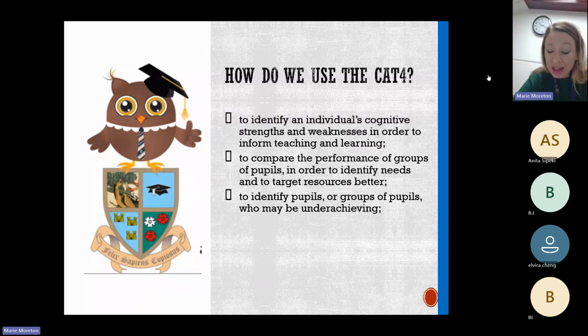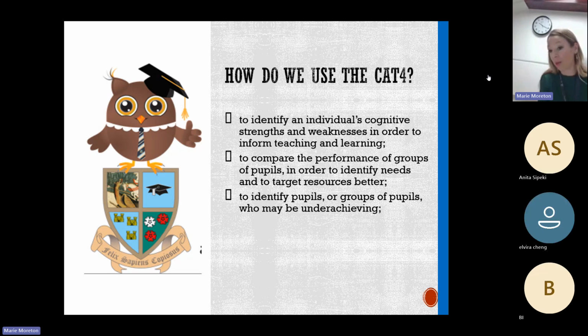We can also look at our cohort as a group, all of Year 3 or all of Dali or all of Kolodko. So we can look at how we need to adjust how we present our activities. We might need to look at where we might need a bit of extra intervention support. And we can identify either a group of children or individual children who also may be underachieving.